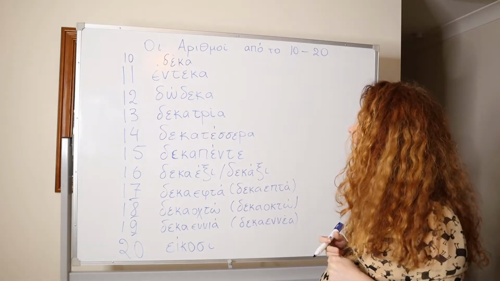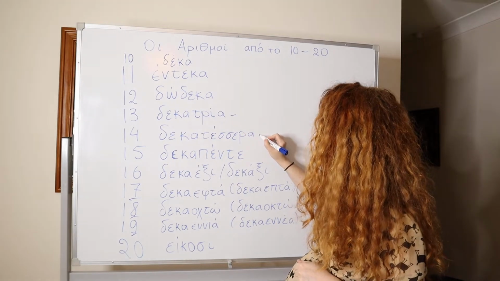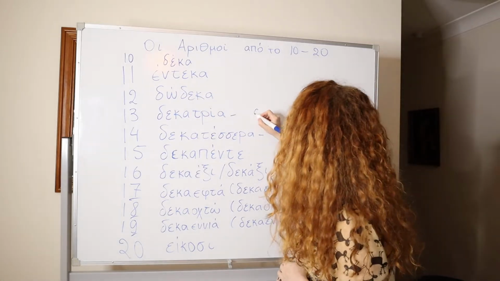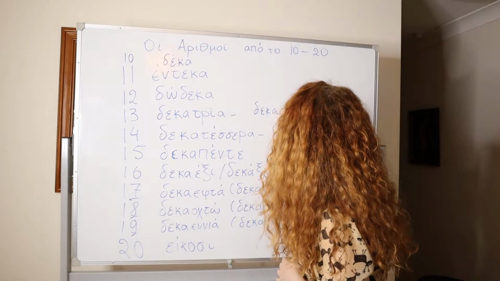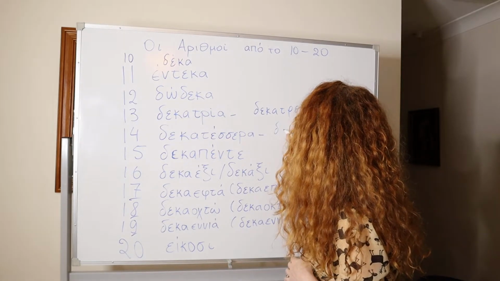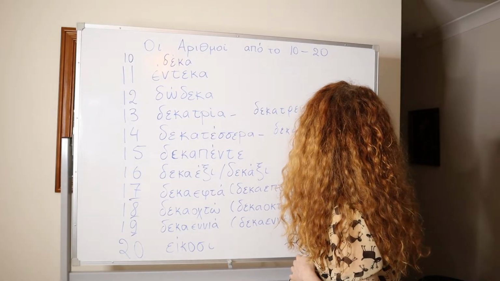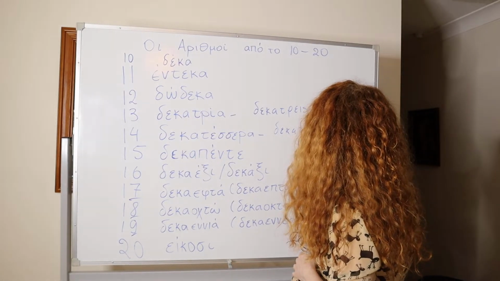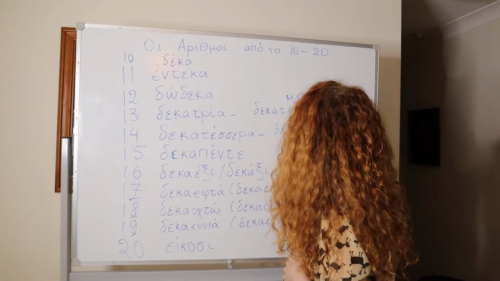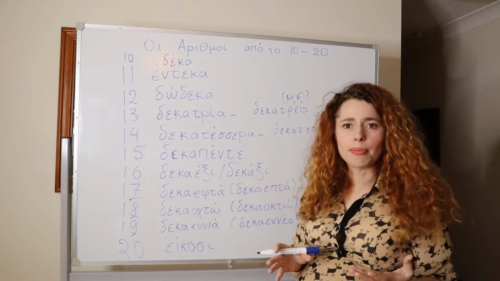The numbers 13 and 14 have masculine and feminine versions. It would be 13 for masculine and feminine, and 14 for masculine and feminine. Examples, παραδείγματα.